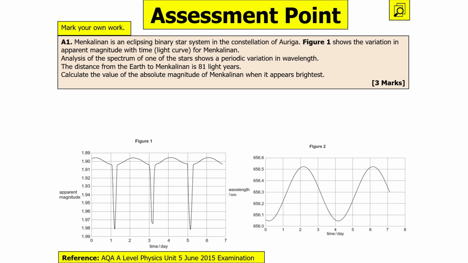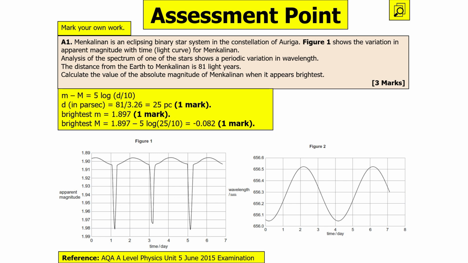Right, so we know from this we can use the equation for apparent and absolute magnitude: m minus M equals 5 log d over 10. So when you work it through, we need d to be in parsecs. So we turn 81 light years into parsecs by dividing by 3.26. We can therefore say the brightest apparent magnitude is 1.897 as shown on the graph. And therefore the brightest absolute magnitude, big M, working through, is minus 0.082.